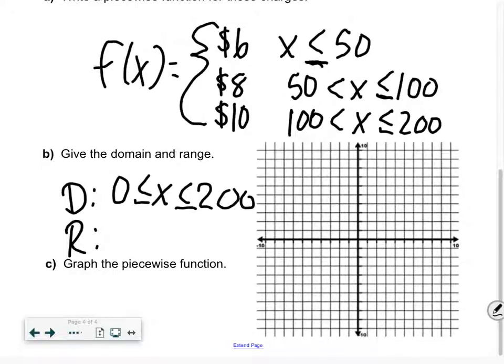Alright, your range. What can my y be? I only got 3 values. What are they? 6, 8, 10. Those are the only things I get charged for shipping. Apparently nothing costs over $200.